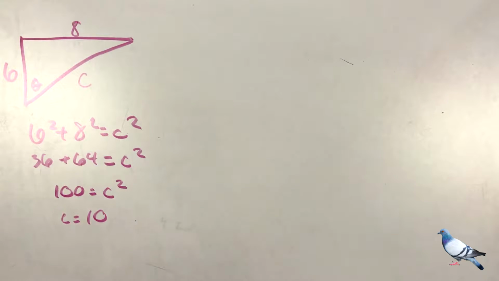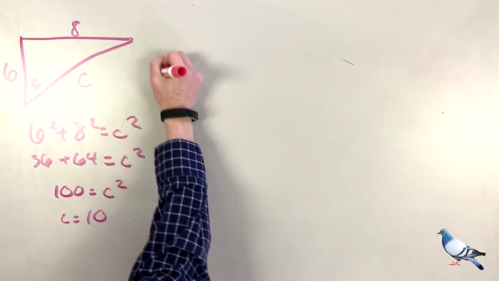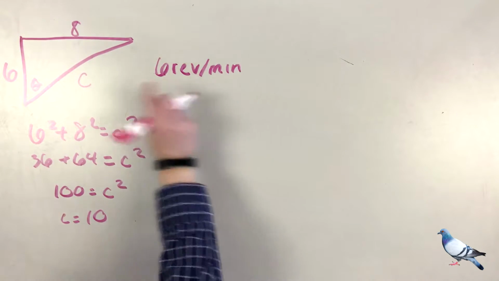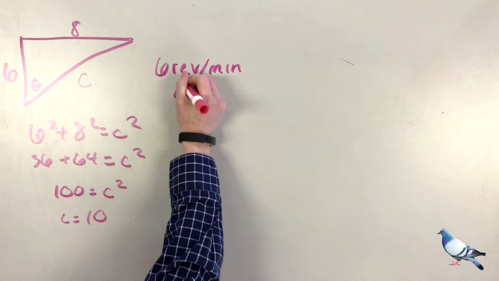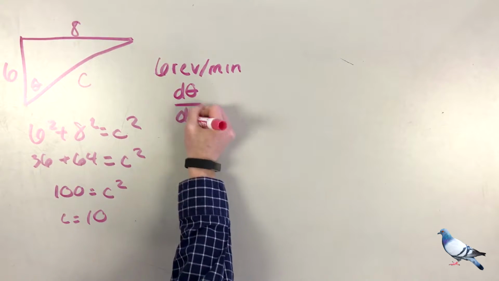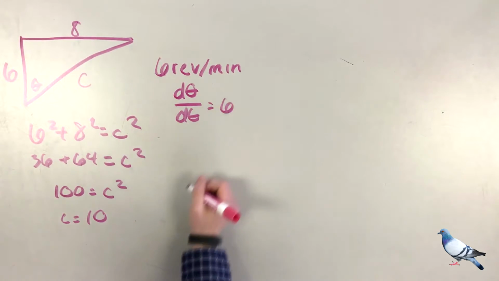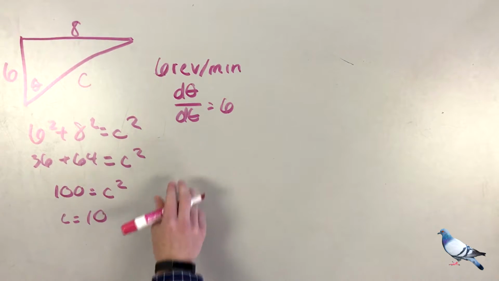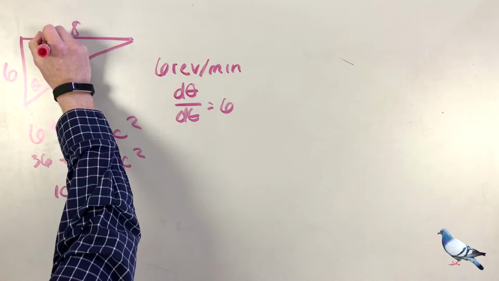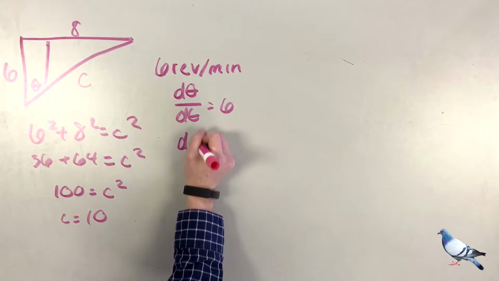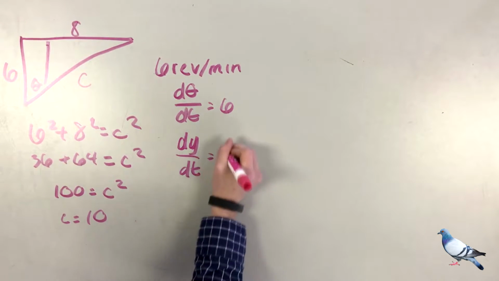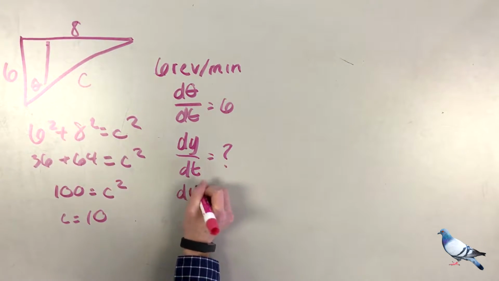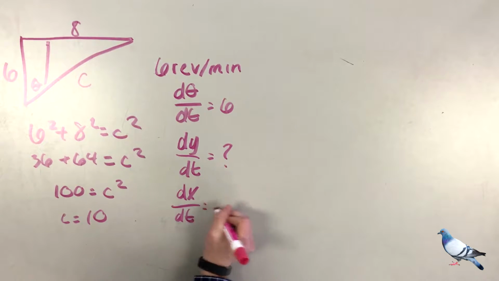Alright, now back in the word problem, it said it was 6 revolutions per minute. This will be equal to the derivative of theta, so d theta over dt. Now we have to think about this because our dy dt is what we're trying to find, this here. And our dx dt up this way does not change, so that is equal to 0.